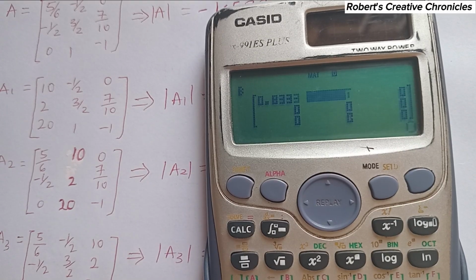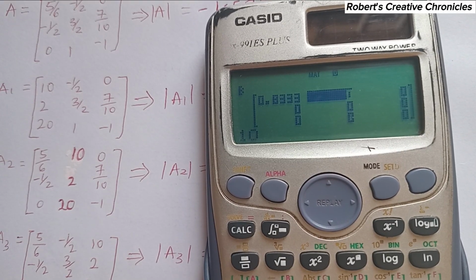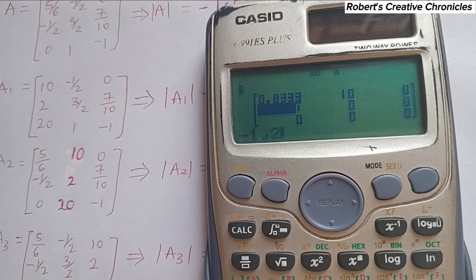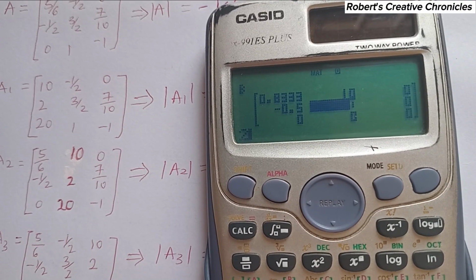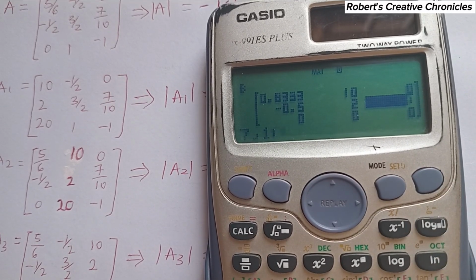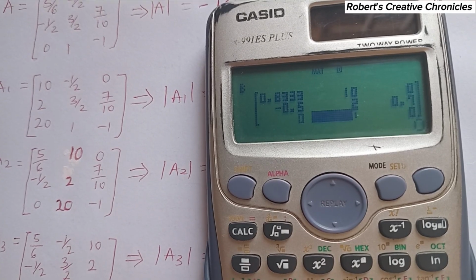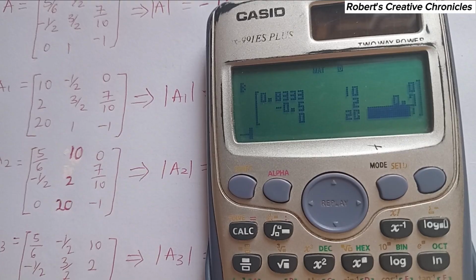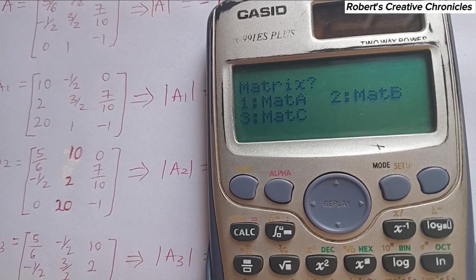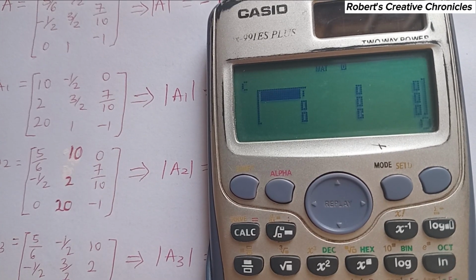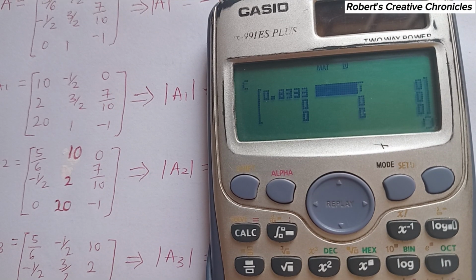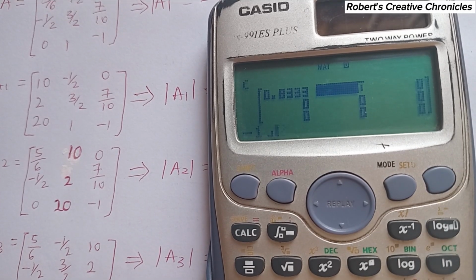5 over 6, 10, 0, minus 1 over 2, 2, 7 over 10, 0, 20, negative 1, shift 4, 2, mat 3, 1, 5 over 6, negative 1 over 2.